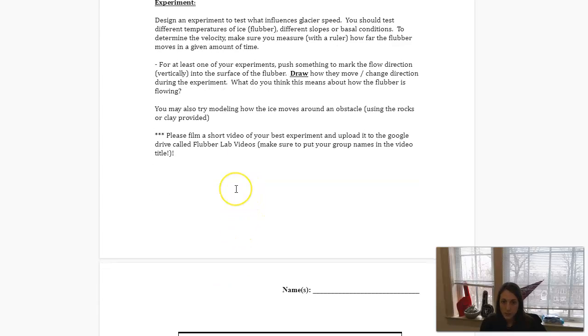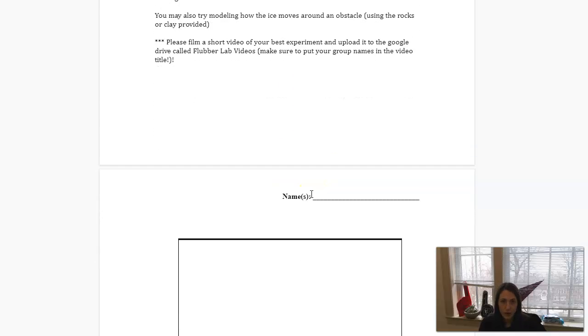For at least one of your experiments, please push something to mark the flow direction into the surface of the flubber, so like a piece of clay or a piece of pipe cleaner, and then draw how they move or change direction during the experiment. And then you might also try modeling how the ice moves around an obstacle.